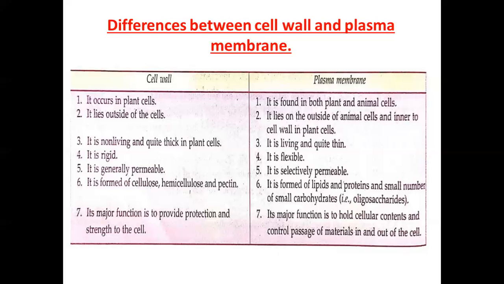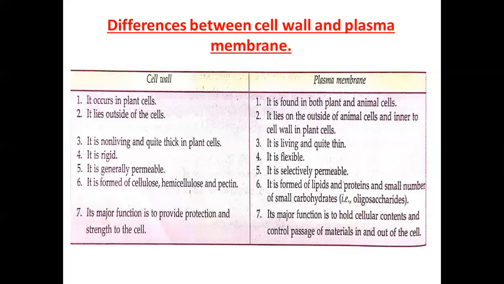That means the cell wall is almost 100% permeable. It allows most things except a few, otherwise it is permeable. But the plasma membrane is selective. It is selective for only a few things. The cell wall is formed of cellulose, hemicellulose and pectin. But the plasma membrane is formed of lipids, proteins and a small number of carbohydrates, that is oligosaccharides.